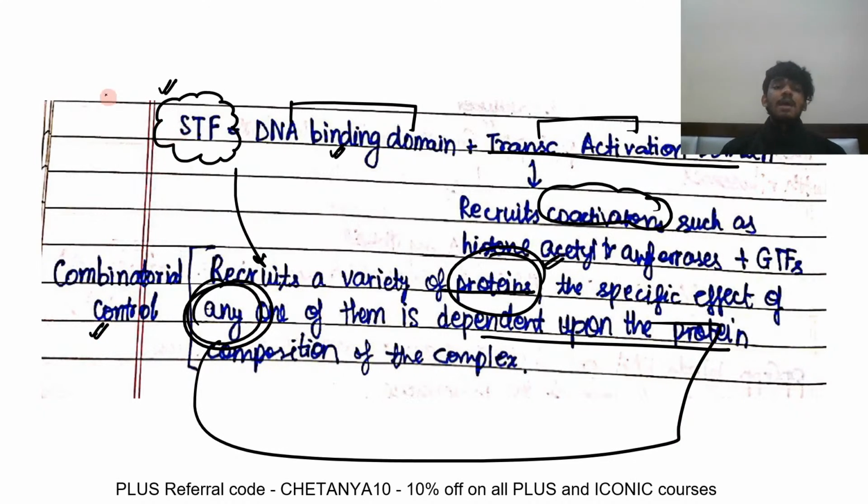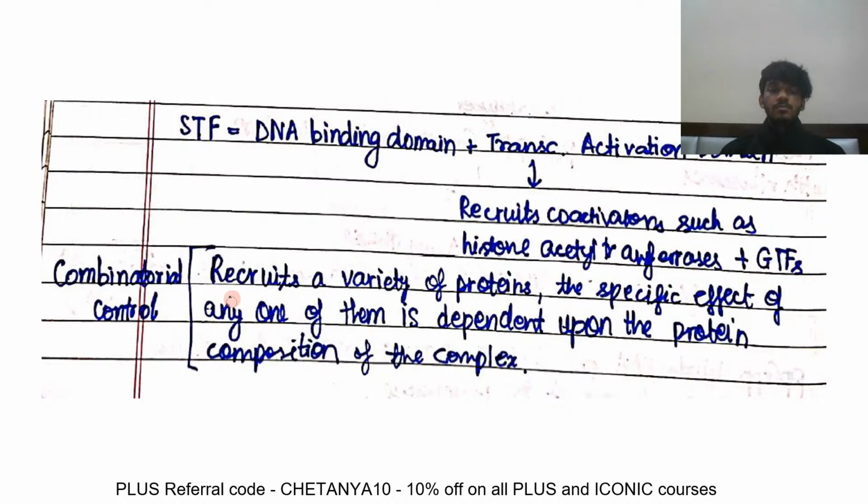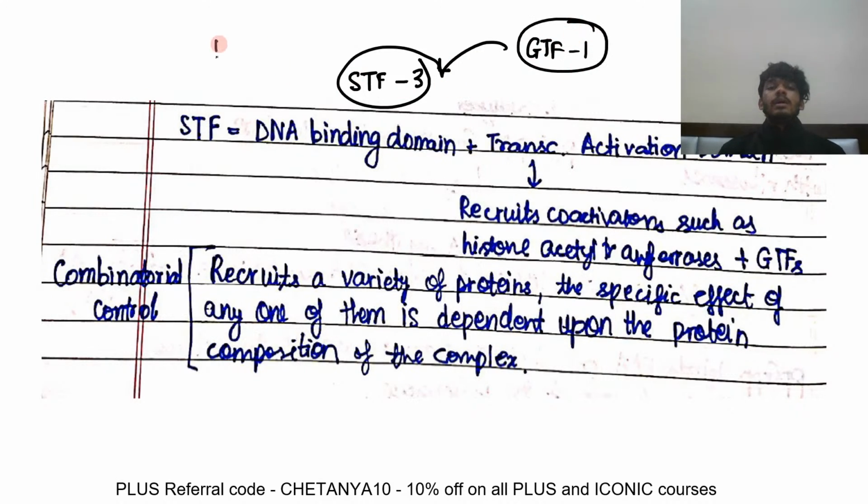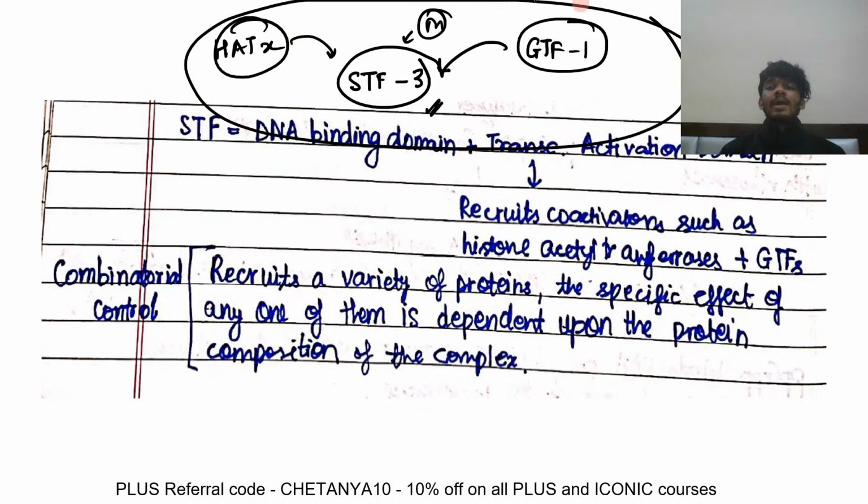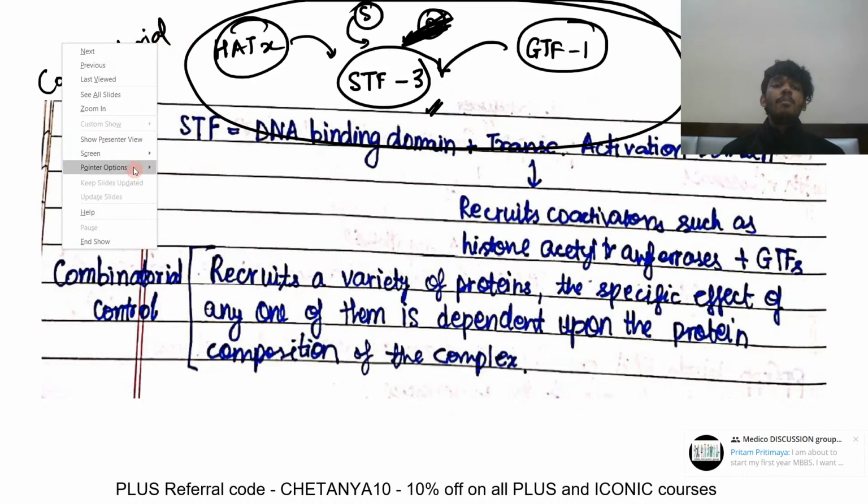Okay. So basically what is happening, let's say there is a particular STF. Let's say there is STF3. It recruits GTF1. It recruits, let's say, some histone acetyltransferase X, right? And it recruits some protein M. So the effect of STF3 will depend on this entire protein complex. So that is known as combinatorial control. For example, if instead of protein M it brings in protein S, then that will change the effect on the gene. So that is known as combinatorial control.